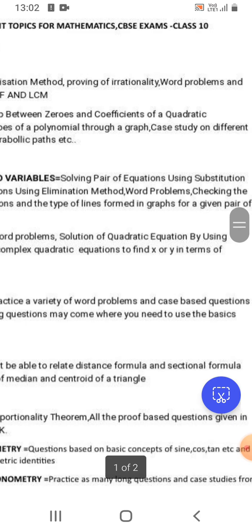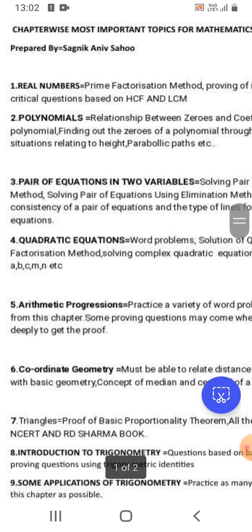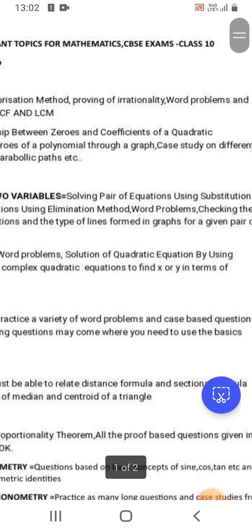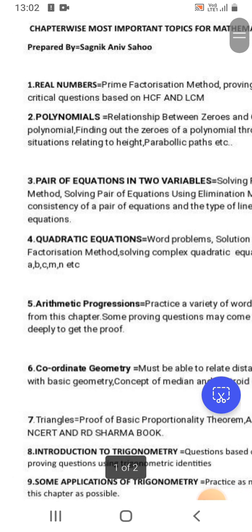A case study based on this concept only came in the 2022-23 session in one of the sets in the board exams of CBSE class 10. So this thing must not be ignored. This thing has to be done thoroughly. Case study on different situations relating to height, parabolic paths.